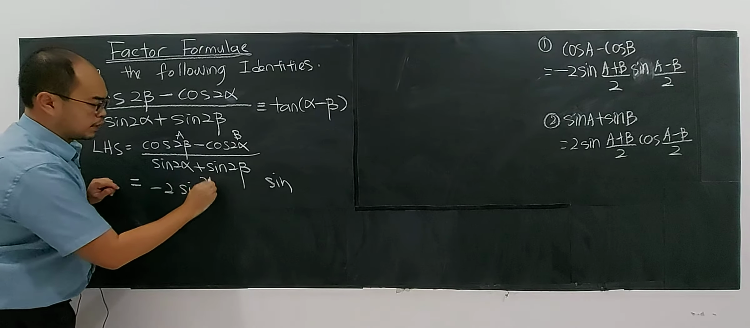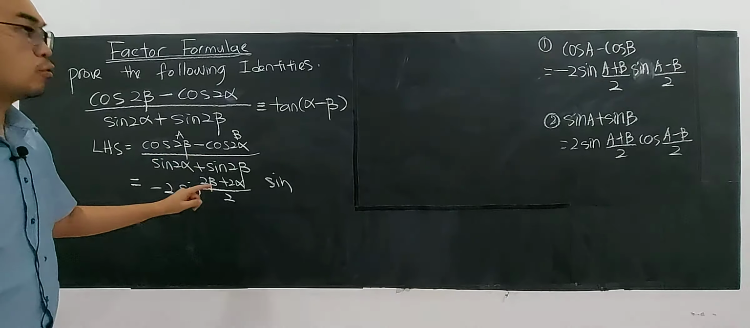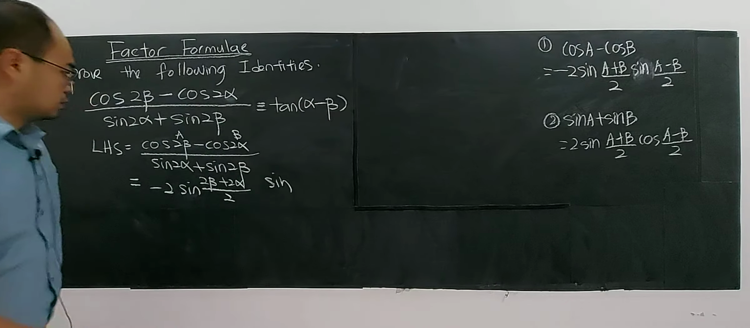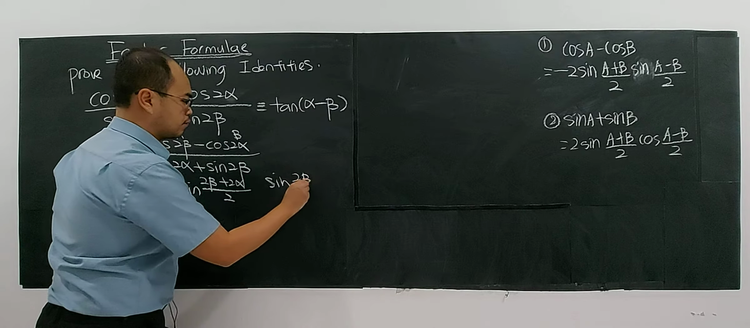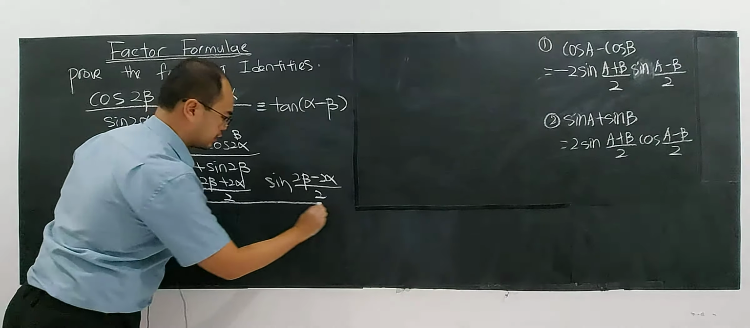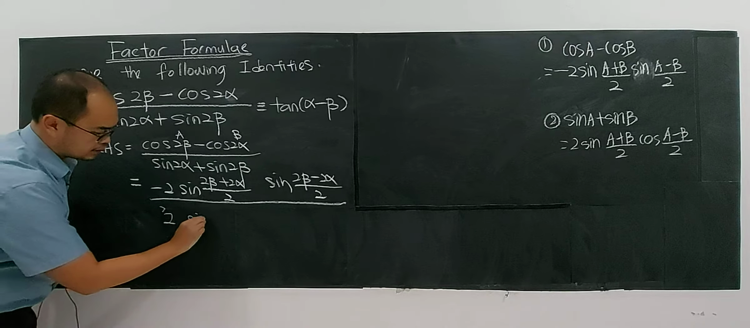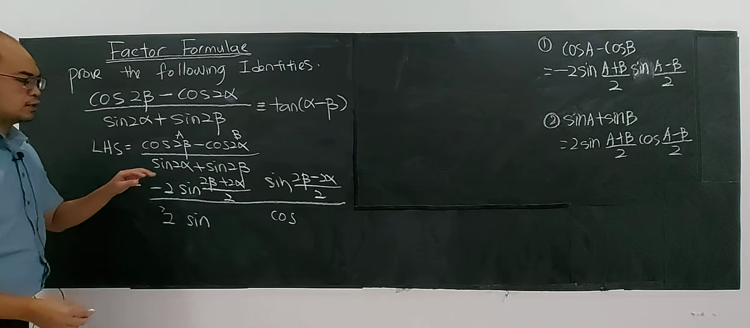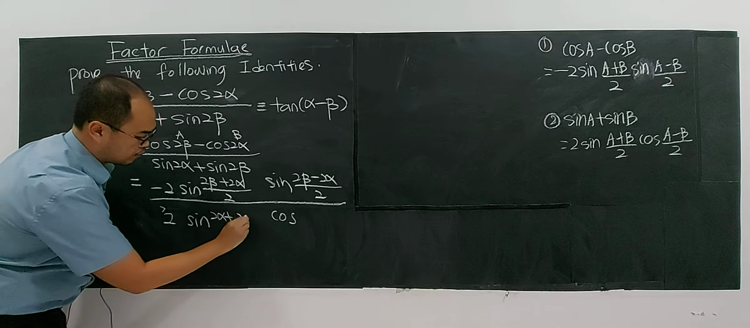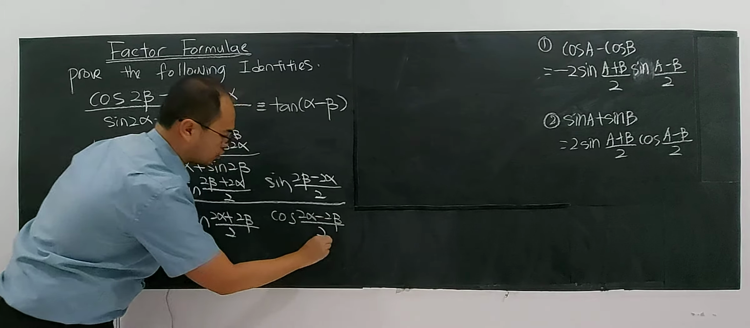One will be 2 beta plus 2 alpha over 2, A plus B over 2, sin A plus B over 2. The other one will be minus, 2 beta minus 2 alpha over 2. I just use the formula directly. Later I consider the denominator, sin. This one we have 2 sin cos, the factor formula for sin A plus sin B, which is 2 alpha plus 2 beta over 2, and this will be 2 alpha minus 2 beta over 2.